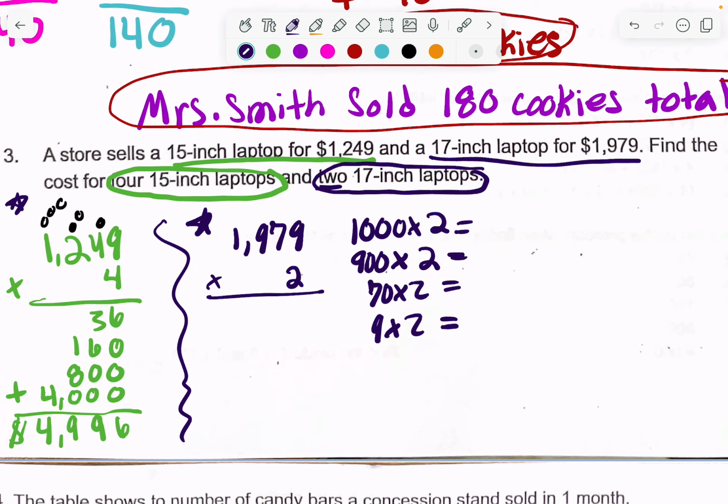So I know my basic fact in this one is 2 times 1,000. So 2 times 1 is 2. And then annex my 3 zeros. My next one is 9 times 2. 9 times 2 is 18. Annex my 2 zeros. Now I know my basic fact here is 7 times 2. 7 times 2 is 14. Annex my 1 zero. And 9 times 2 is 18.